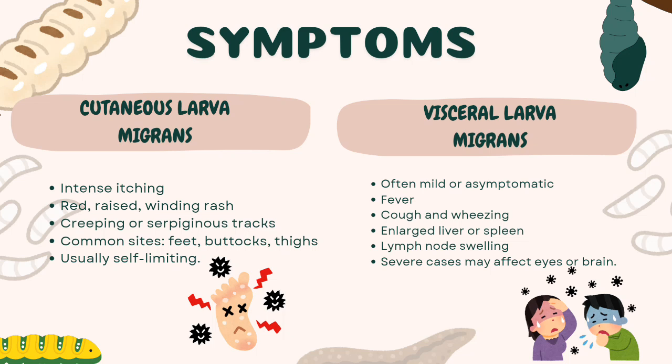So, how does cutaneous larva migrans look? It usually causes an itchy, red, winding rash that slowly moves under the skin. This is why it's often called a creeping eruption.